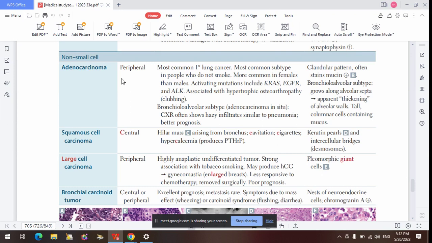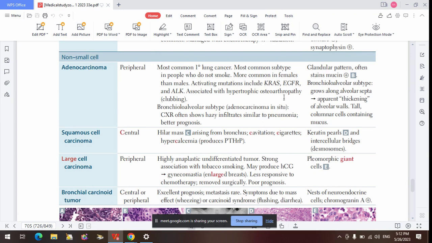The activating mutation in small cell is what? The CMYC. But in adenocarcinoma, the typical ones listed in the pathology section are KRAS, the epidermal growth factor receptor (EGFR), and ALK. ALK is actually the anaplastic lymphoma kinase, but I don't think we need to know that, just know ALK. ALK and EGFR code for a receptor tyrosine kinase that drives proliferation.